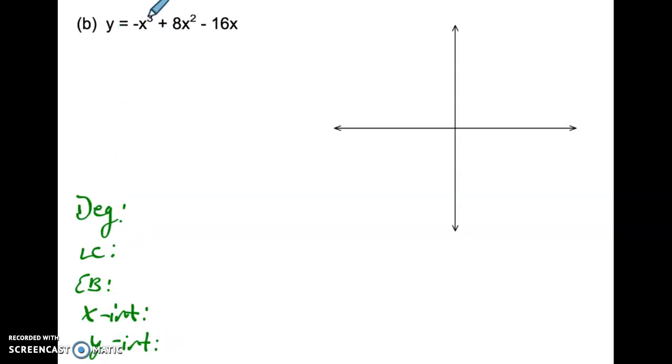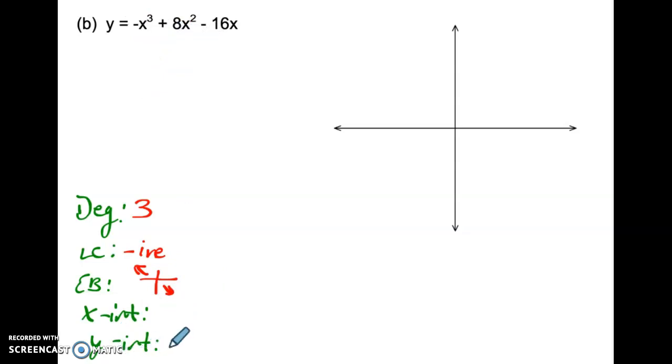So the degree, when it's fully expanded, we can just look at the leading term, so the term that has the highest degree, in this case it's 3, that would make it a degree 3 function. The leading coefficient of that degree 3 function is negative. So if it's degree 3 and negative, that means our end behaviors would go from Q2 to Q4. Okay, we can't find out the x-intercepts, we're going to need to factor this for that.